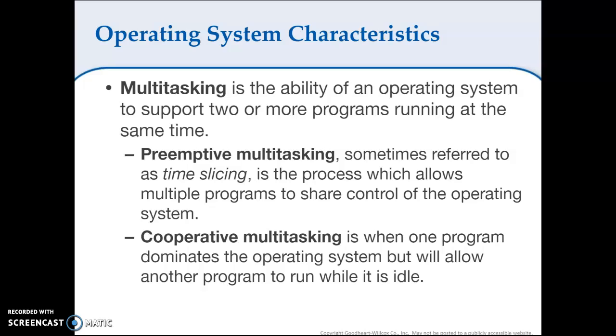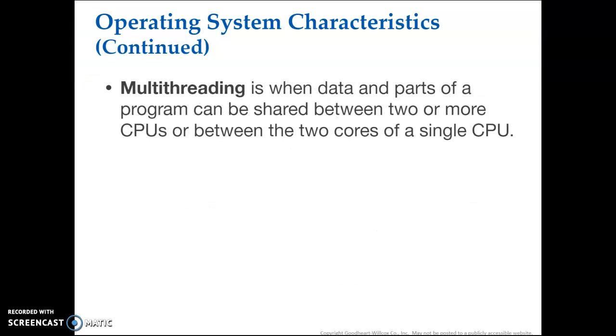Now, when it comes to multitasking, there are different types, such as preemptive or cooperative. Preemptive is referred to as time slicing. This is the process which allows multiple programs to share control of the operating system. Whereas cooperative multitasking is when one program dominates the operating system but will also allow another program to run while the dominant program is idle. So multitasking happens in a couple of different ways, and we'll talk about this a little bit more with class activities and class discussion.